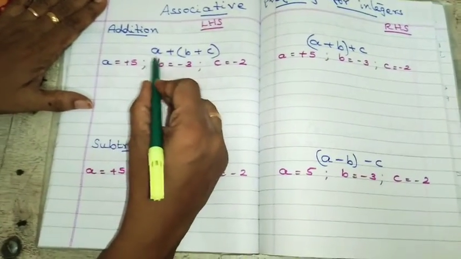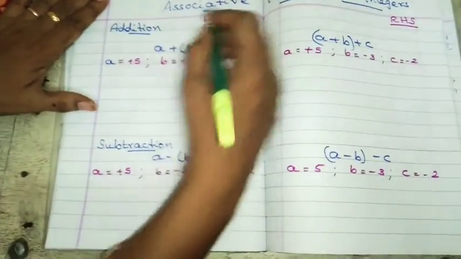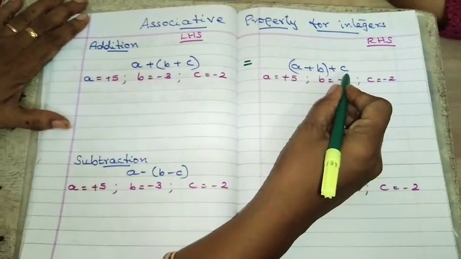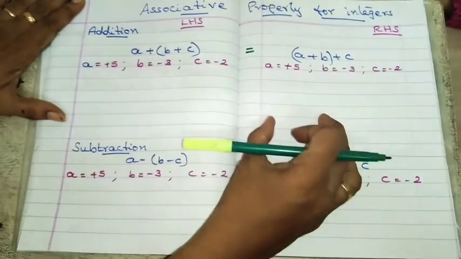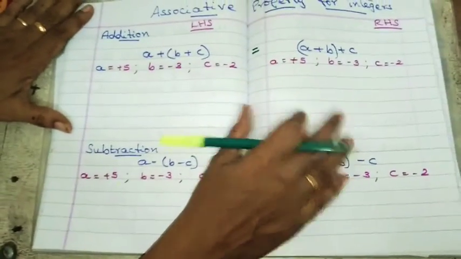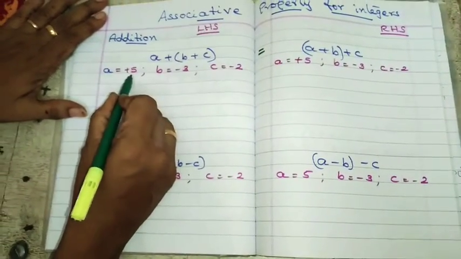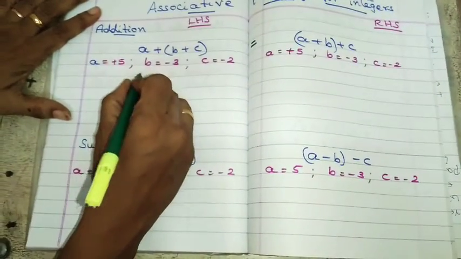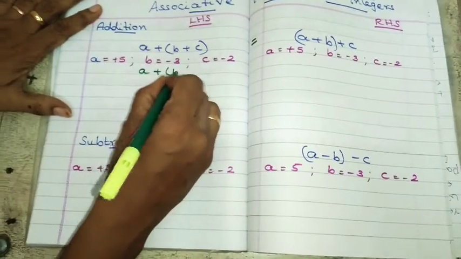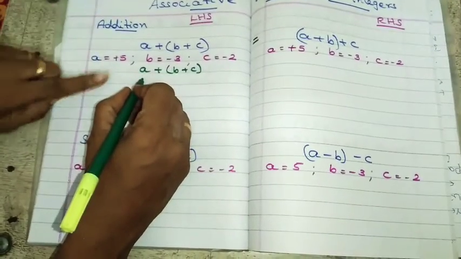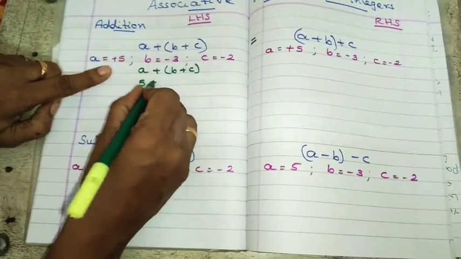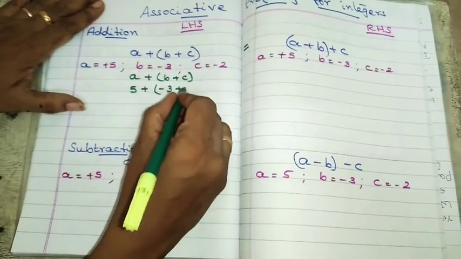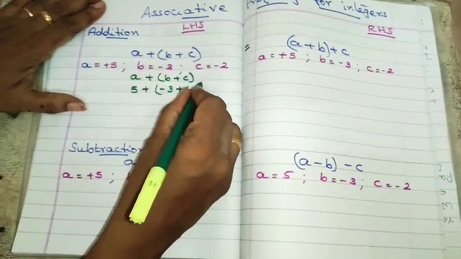This is the question. A plus within brackets B plus C is equal to A plus B within brackets plus C. So now I am going to do LHS separately and RHS separately and see whether both the sides are equal. I have given the values of A to be 5, B to be minus 3 and C to be minus 2. Now I will write the property. A plus B plus C is my LHS. What is the value of A I have taken? 5 plus within brackets B is minus 3 plus C is also given to be in a negative sign, so I am writing it in the bracket.